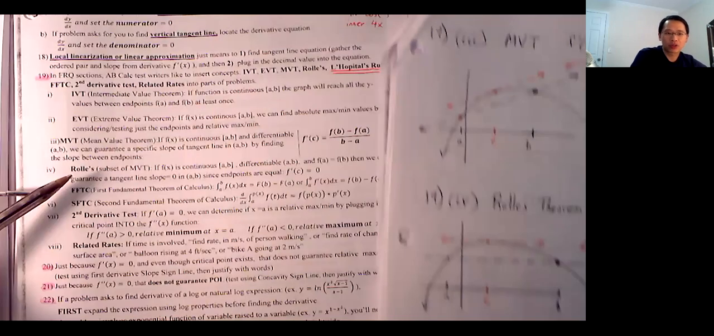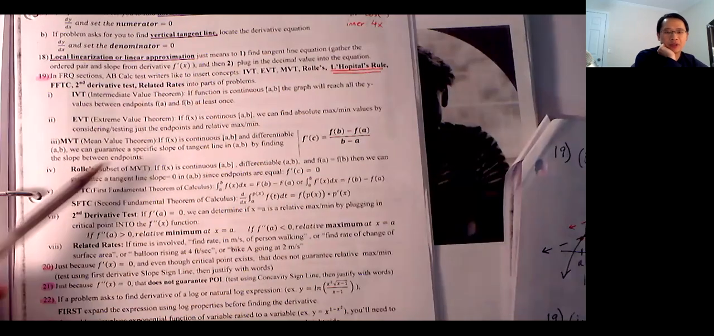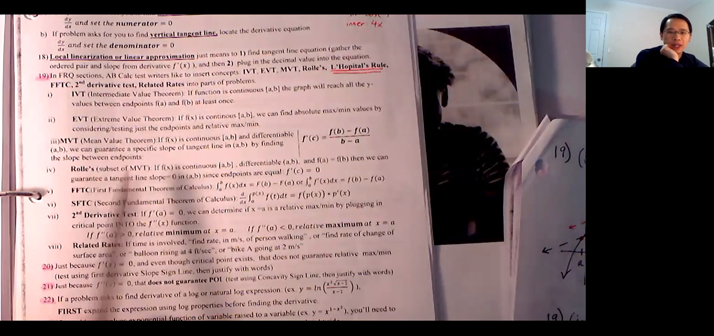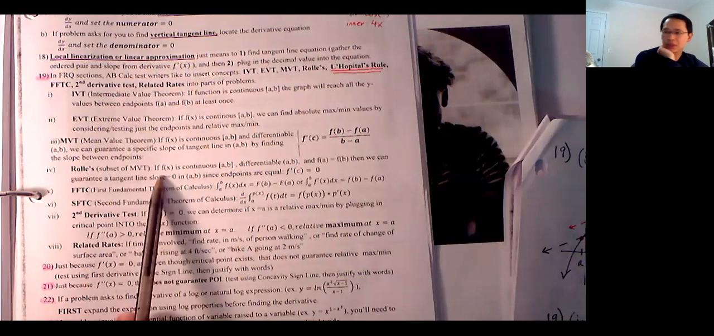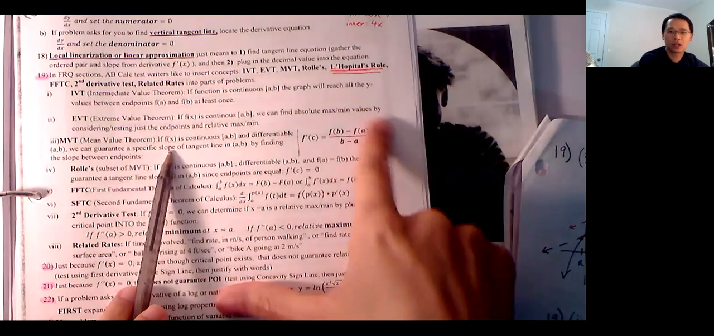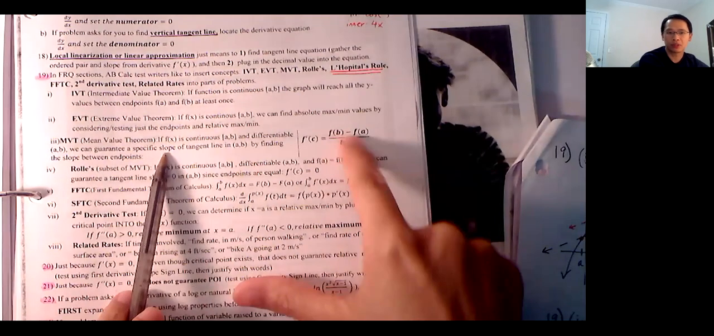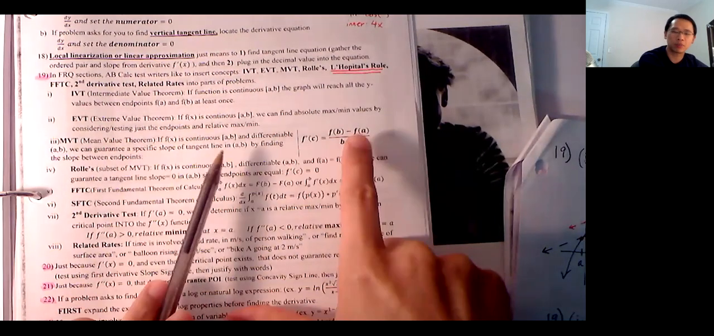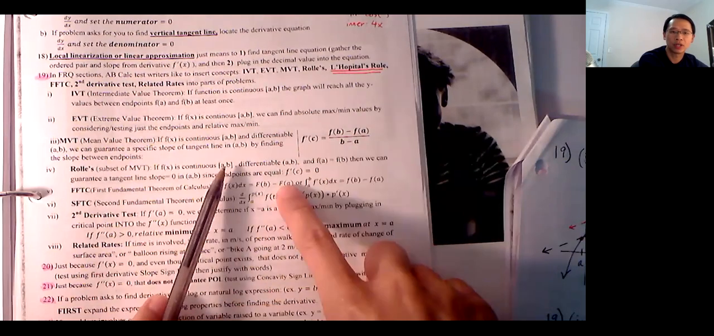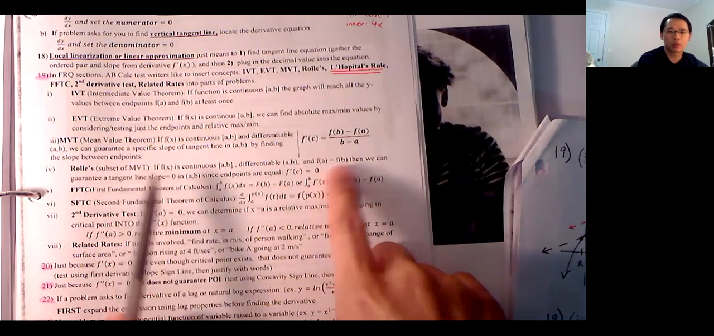All right, now something that's related is Rolle's theorem. Rolle's theorem is just a subset of the mean value theorem. But it's also trying to guarantee a slope, but the slope that it's trying to guarantee is very specific. It's not just whatever slope is between the endpoints. The mean value theorem can be a slope of 3, it could be 3/2, it could be 2/3. But for Rolle's theorem, it has to be a slope of 0.